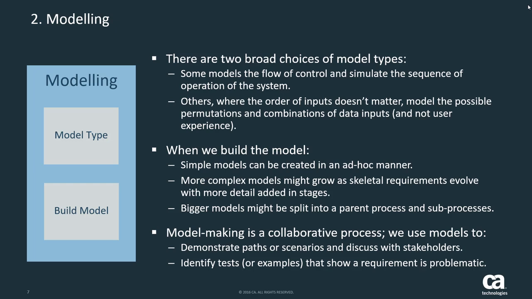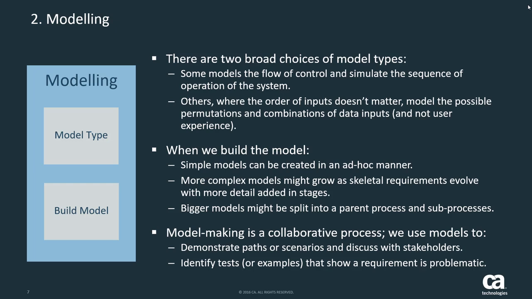Now, when we build the model in an Agile project, we might choose to evolve our model over time as a skeletal requirement grows and evolves, with more detail added in stages as features are appended and refinements are added. But it could also be that we're given a very firm set of requirements, and that is the source of knowledge that we have to use to build our models.